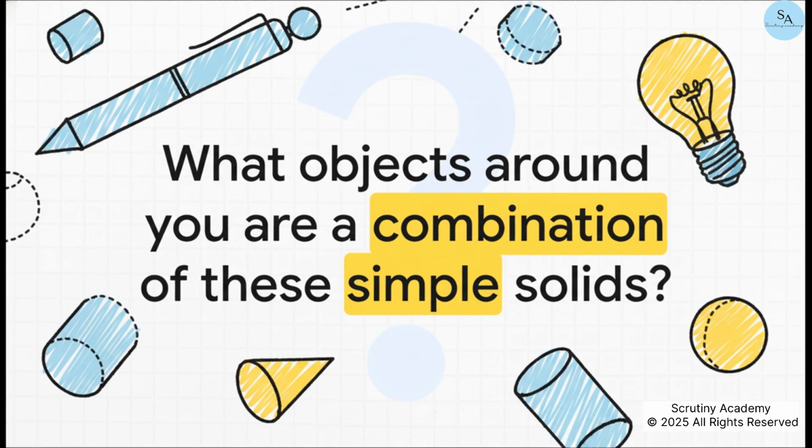And to leave you with a final thought, this math isn't just stuck in your textbook. Look around you right now. Look at a pen, a water bottle, a light bulb. They're all just combinations of cylinders, spheres, and cones. Start seeing the geometry in your everyday world. It's truly the best way to make these lessons stick.